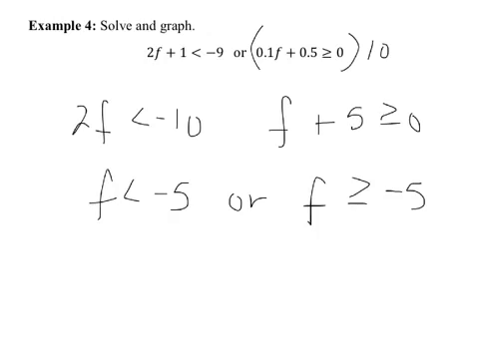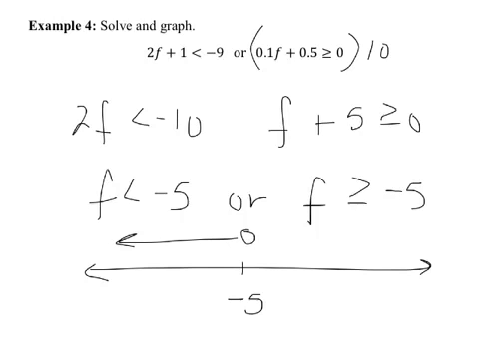So either f is less than -5 or it's greater than or equal to -5. Well, that's kind of interesting. It's an or statement, but it's kind of an interesting one. Put -5 here. Everything less than -5 looks like that. But everything bigger than or equal to negative 5 looks like this. It means color it in greater than or equal to negative 5. So it turns out that it's all real numbers.